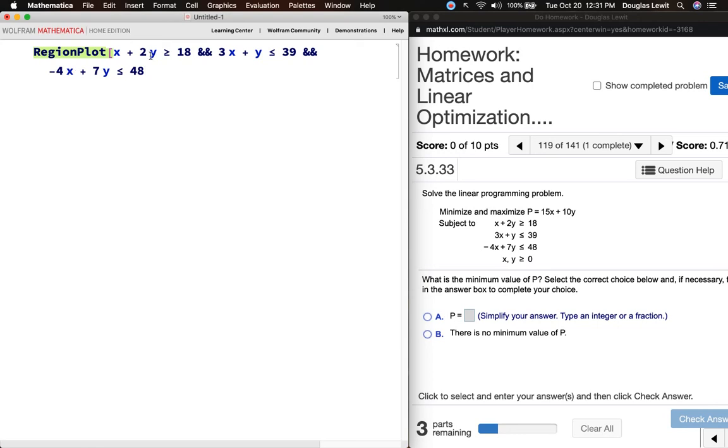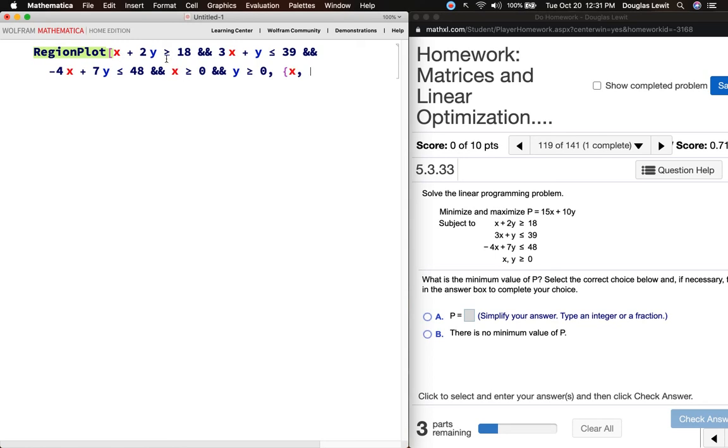Okay, so I have x plus 2y is greater than or equal to 18, 3x plus y is less than or equal to 39, and negative 4x plus 7y is less than or equal to 48, and x has to be greater than or equal to 0, and y has to be greater than or equal to 0. And for x, now we have to think about this a little carefully.